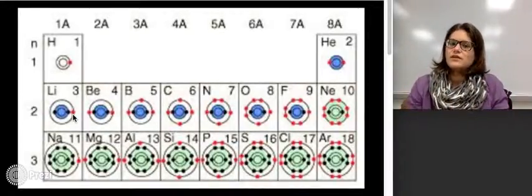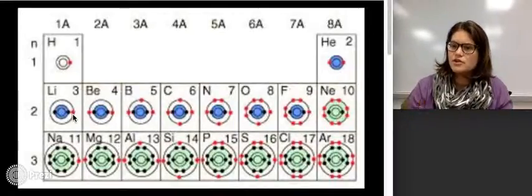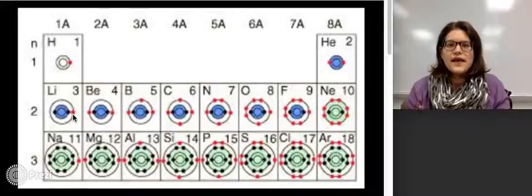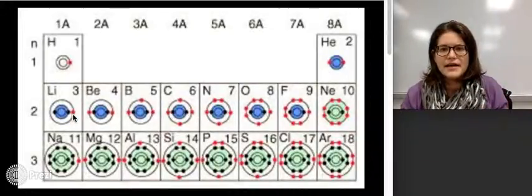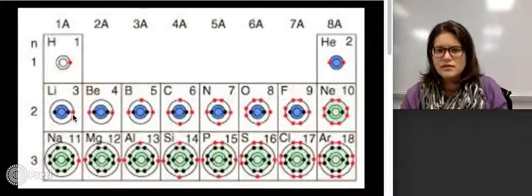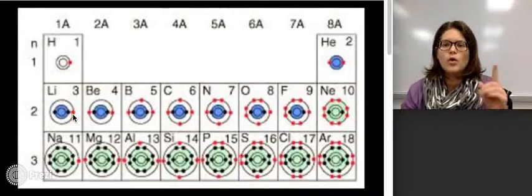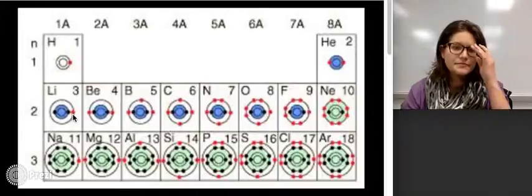So if it's losing 1 electron, but it still has 3 protons and 2 electrons, then that means it's going to have 1 extra proton that's not balanced by a negatively charged electron. So it's going to have a 1+ charge.